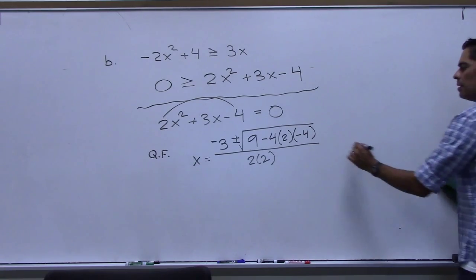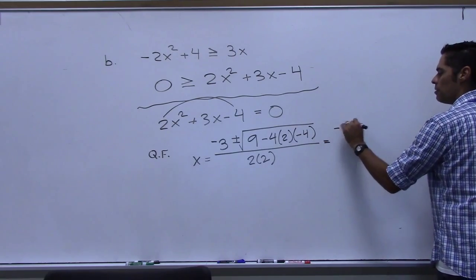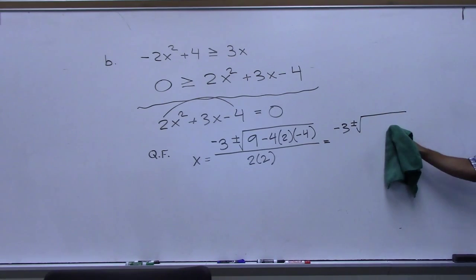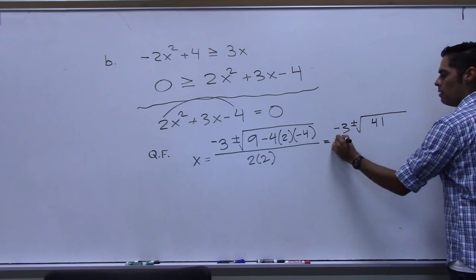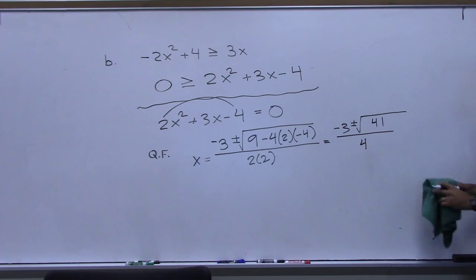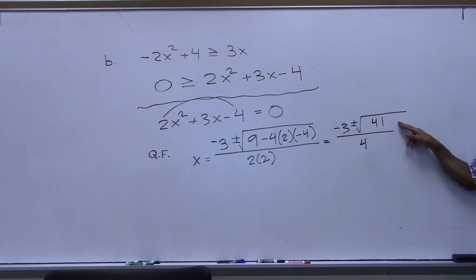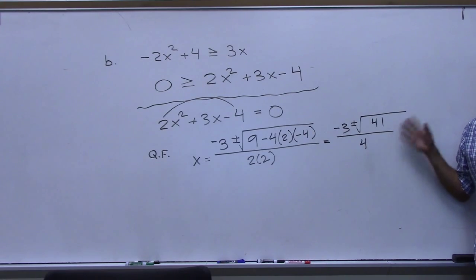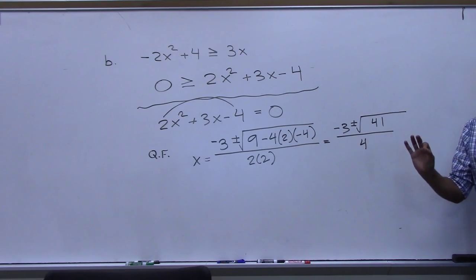Which leaves me with, let's see, -3 plus or minus the square root of 41 over 4. Is the square root of 41 a nice number? No, it is not. Is it something you could get on your calculator and approximate with a decimal? Sure, you could. But at this point, I think this is what we call our exact answer. There's no way to simplify this to make it nicer. This is what we refer to as the exact number.